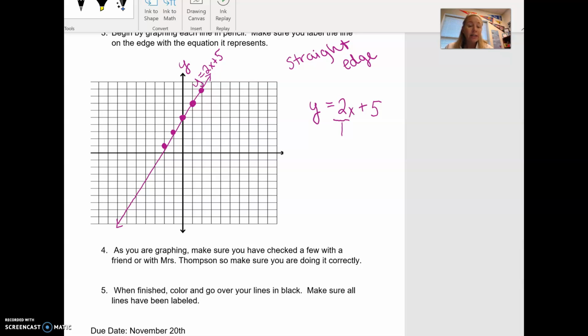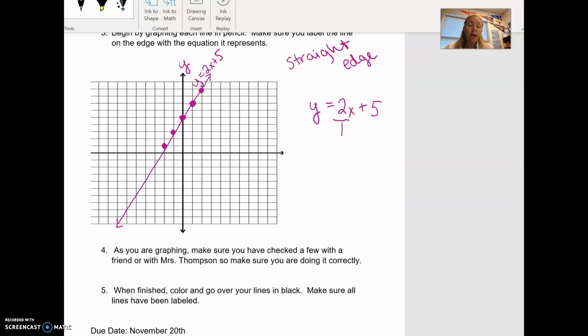Now, when you finished all of your lines on the same graph paper, then I would like you to color it and go over your lines in black. Make sure all the lines have been labeled with the equations so that it's very clear. The coloring can be your choice. It's kind of supposed to look like a stained glass, so some type of color design that you pick. You do need to use multiple colors, so please choose more than 2 colors. Let's say 3 to 5 colors would be good as you're creating your design.